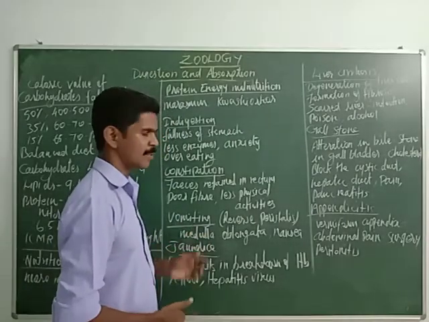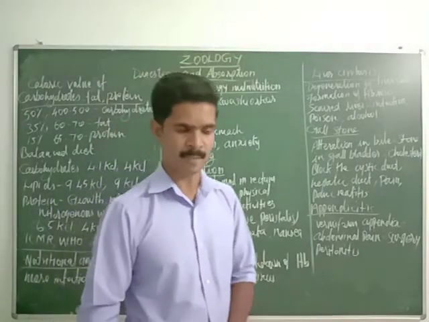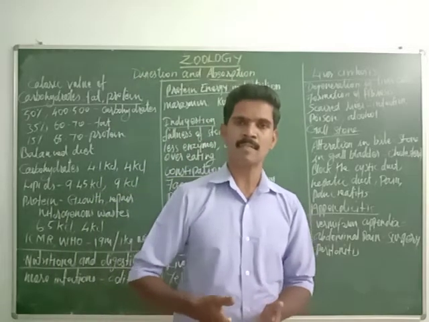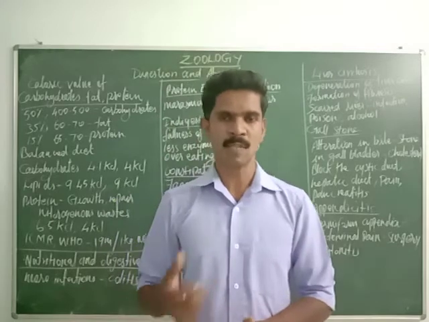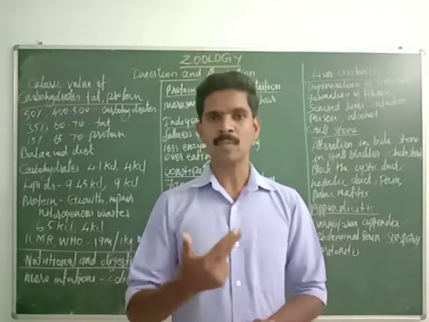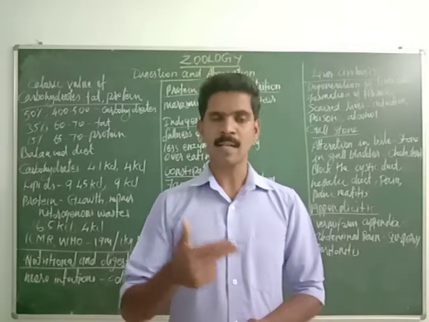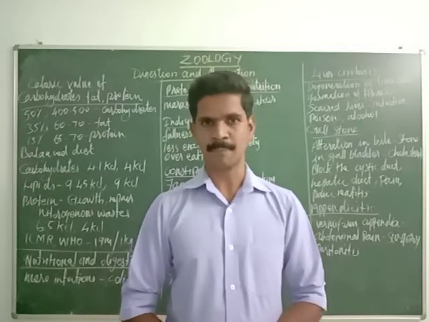Then the next one is vomiting. Vomiting is otherwise called reverse peristalsis. That means if anyone is affected with vomiting, the contaminated substances and food materials present inside the stomach flow back to the esophagus, pharynx, and also come outside through the mouth. This condition is called vomiting.